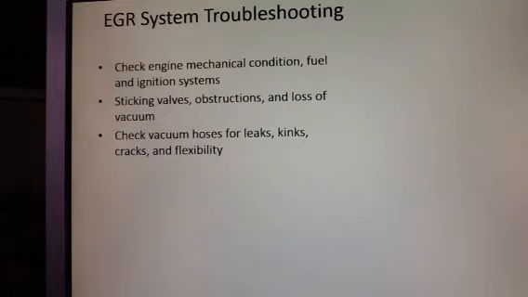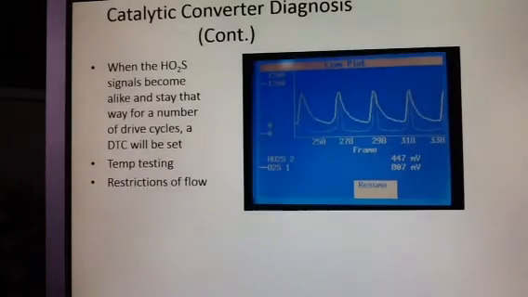So it might not be an EGR fault for that insufficient flow problem. It may be it's just gummed up all the way through the manifold or all the way through the head where the EGR should be flowing. We need to check for vacuum hoses. We're looking at those for leaks, kinks, cracks, and some flexibility.